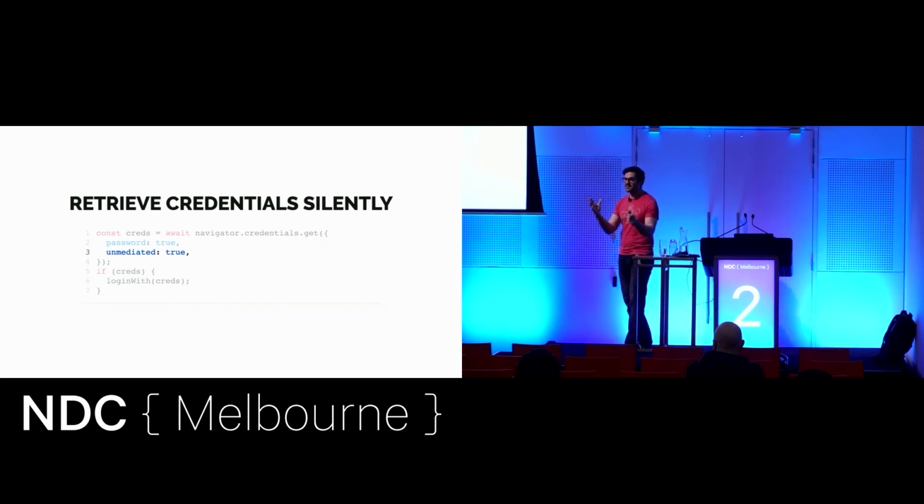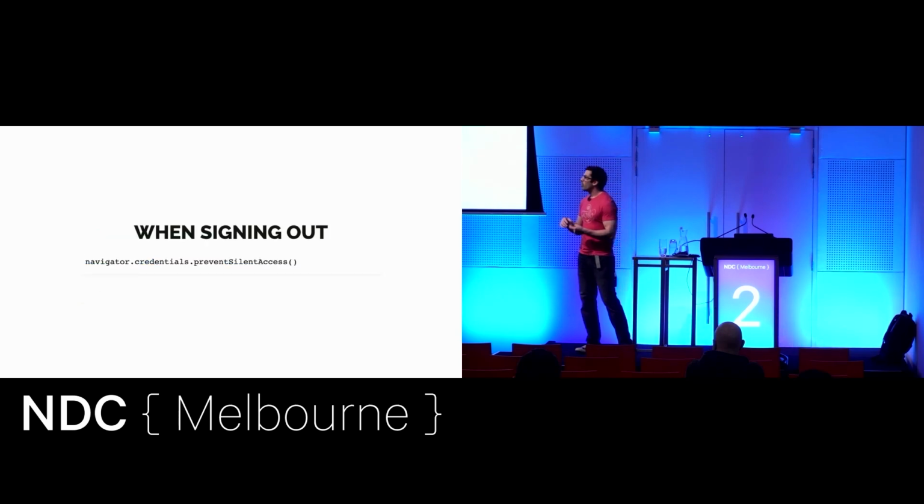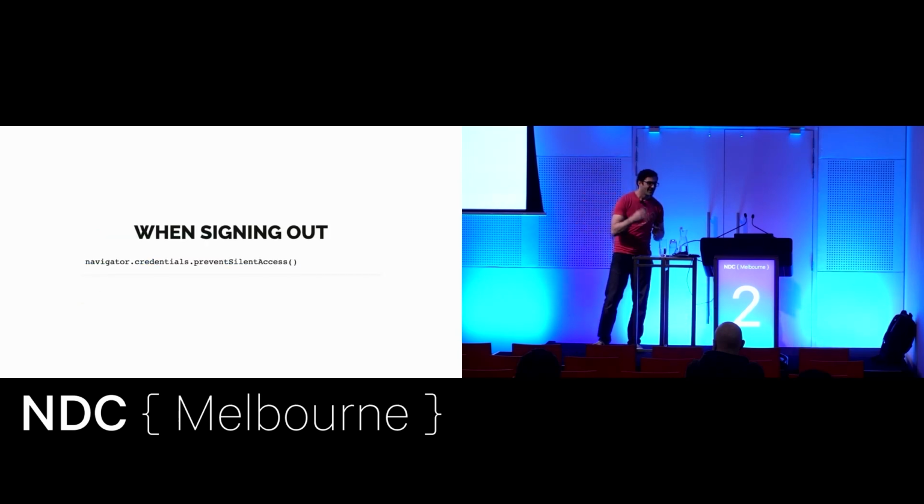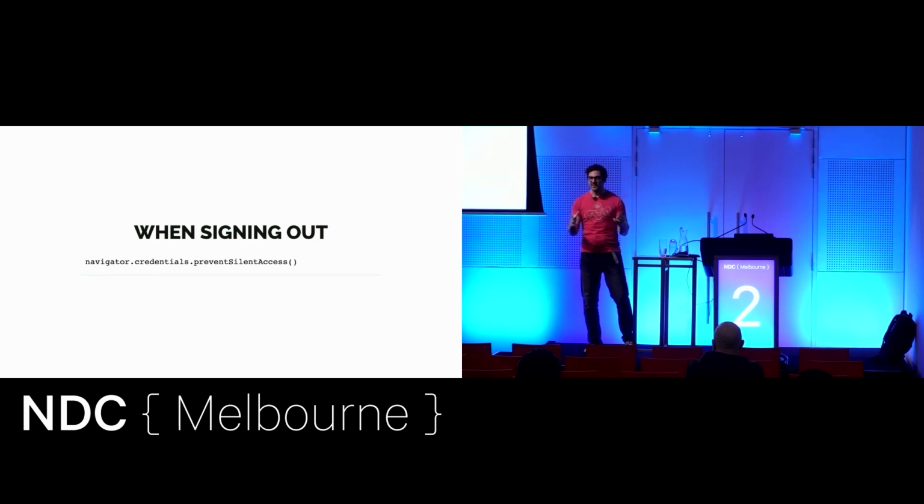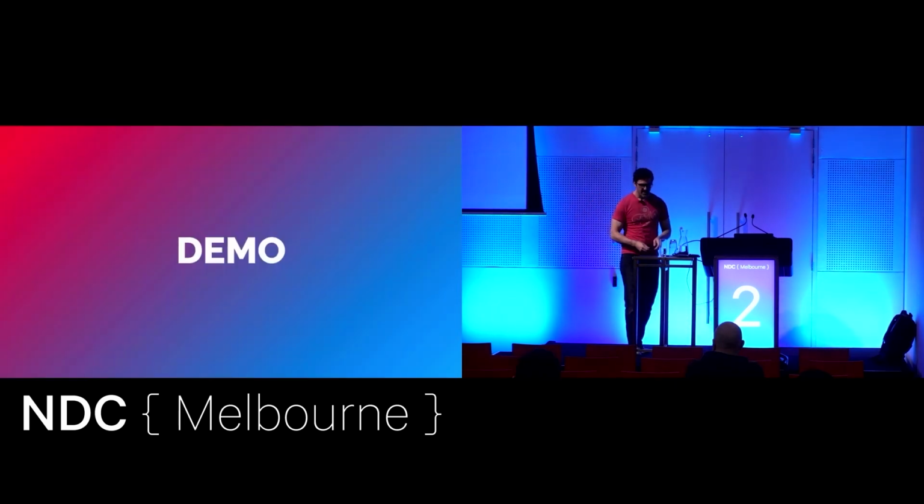But this sounds like maybe a bad thing. When you log somebody out, it's a good idea to call preventSilentAccess. So if a person is specifically logged out, you don't want to automatically log them back in the next time they come. Calling preventSilentAccess will make sure that there is a mediated user intention based on that. I'm going to show this as a demo.